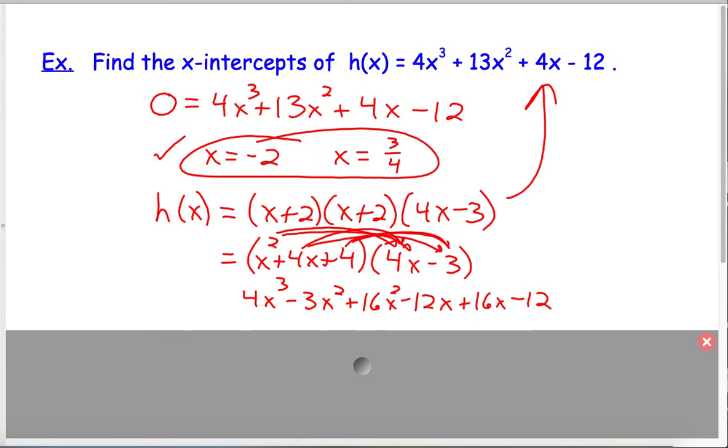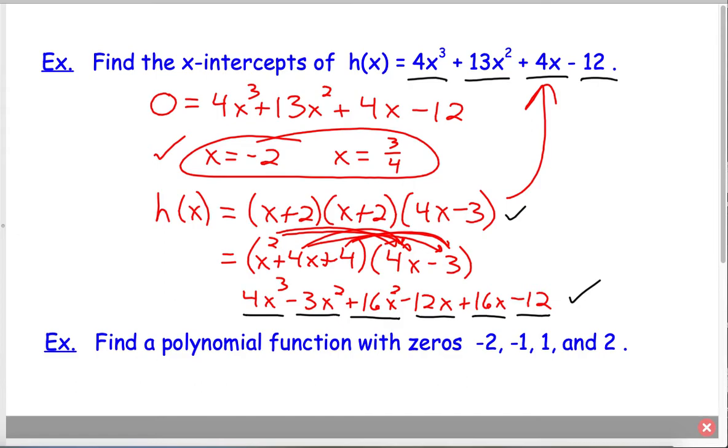And when I combine my like terms, I'm going to get a 4x cubed, check. I have a negative 3x squared plus 16x squared, which would give me 13x squared, check. Negative 12x plus 16x is a positive 4x, and then minus 12. So I multiplied to show you that this indeed was the factored form.